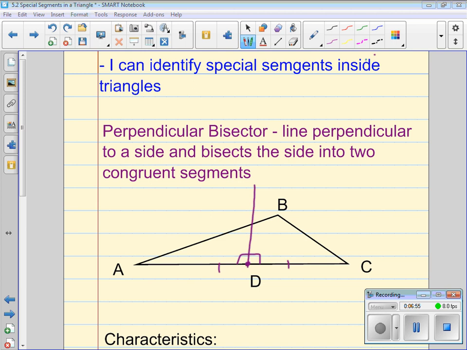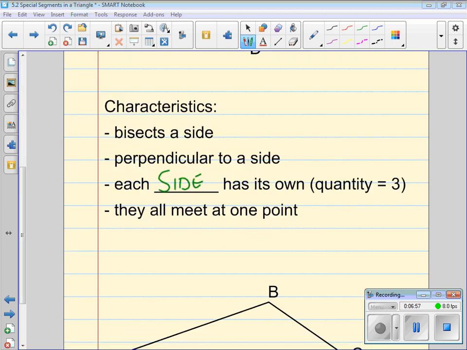Let's take a look at the characteristics. So, characteristics: bisects a side, perpendicular to a side. Each side has its own, not angle. Each side has its own. There's three of these, and they all meet at one point.